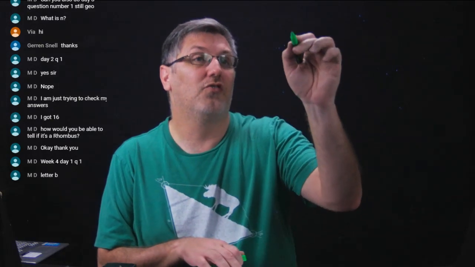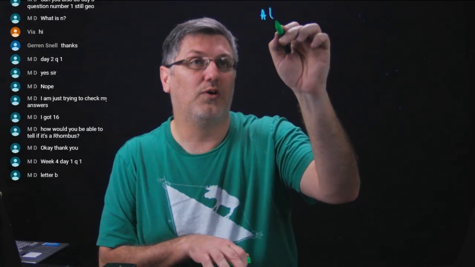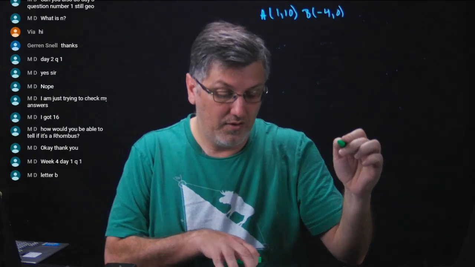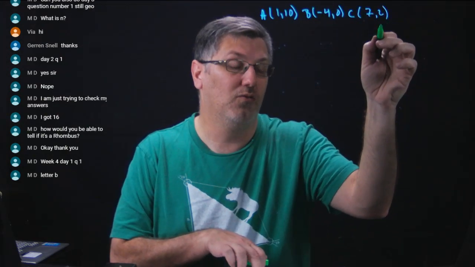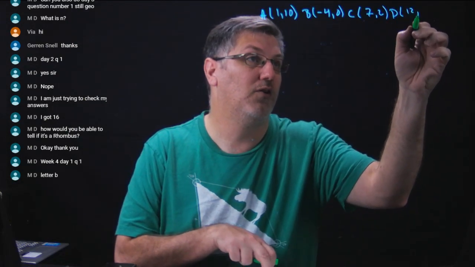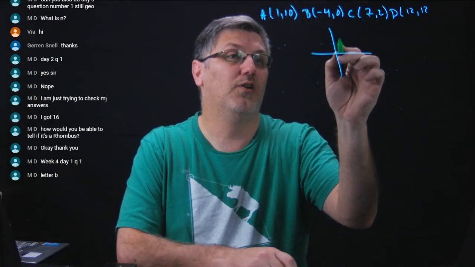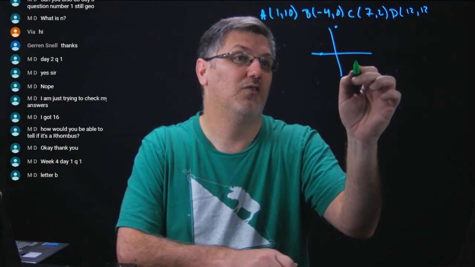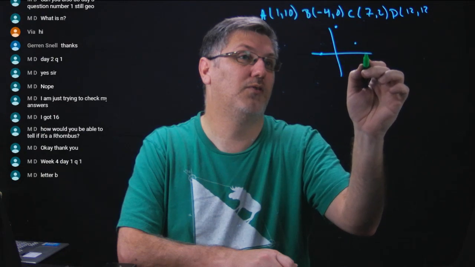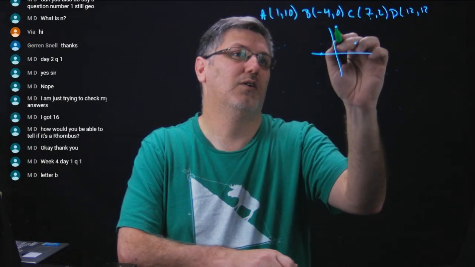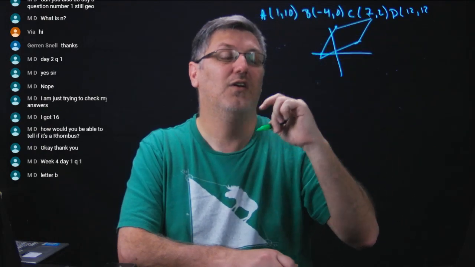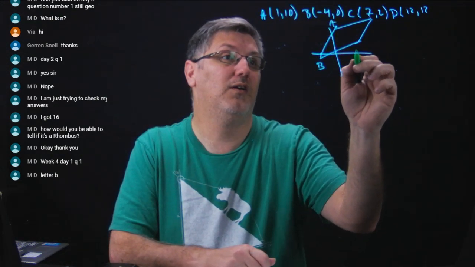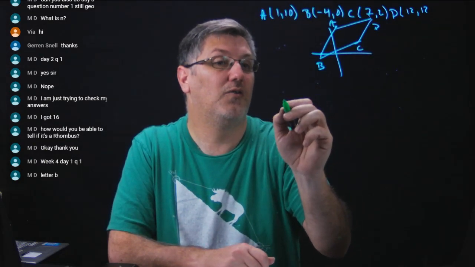But let's do this. We have point A, which is 1, 10. We have point B, which is -4, 0. We have C, which is 7, 2. And we have D, which is 12, 12. Do a rough sketch. So 1, 10, -4, 0, 7, 2, and 12, 12 way up here. So something that looks like this. All right, we want to see if it's a rhombus. So this was A, B, C, D. We need the distance of AB.